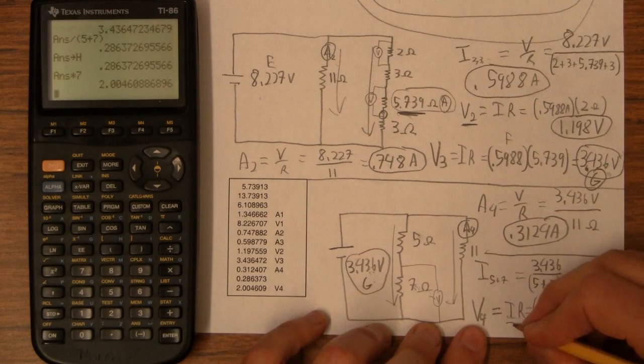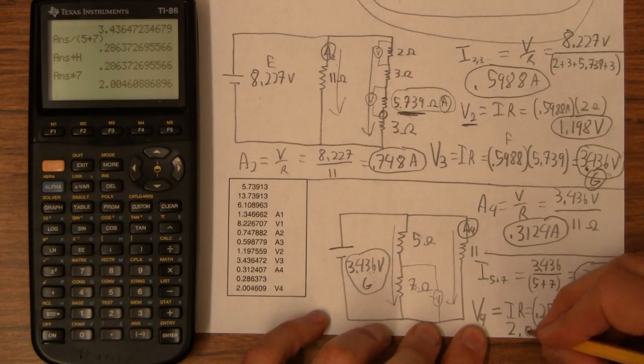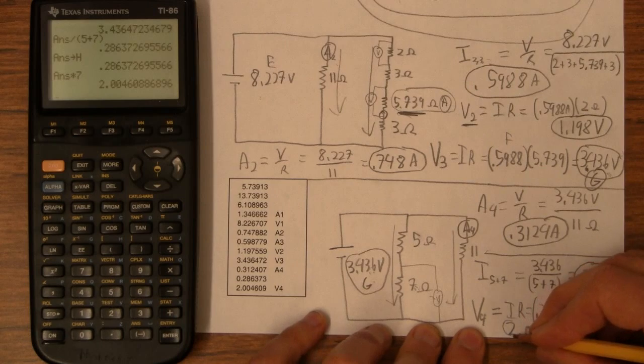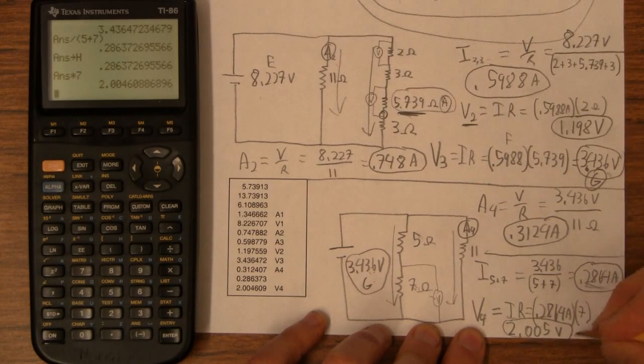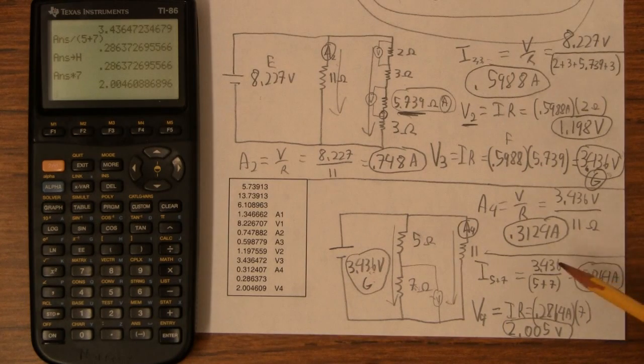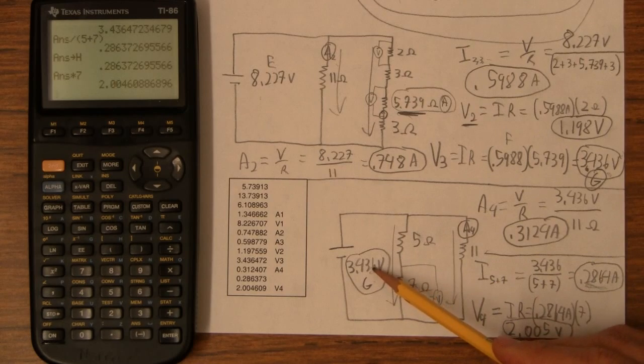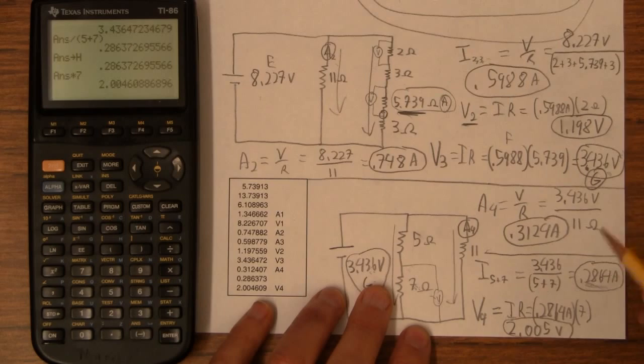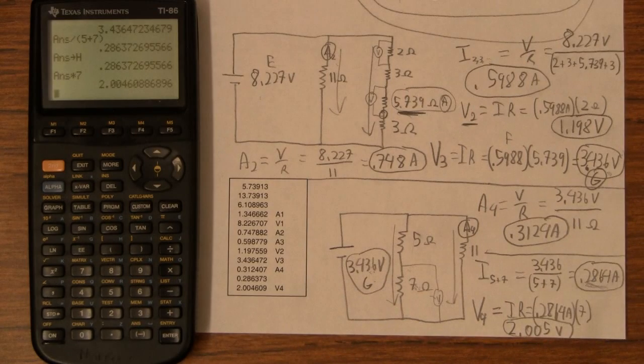We'll just say 2.005 volts. Hard to circle that, but there it is. So again, this last little bit here, this isn't so hard. Usually these last little bits are just a simple series or parallel circuit. I hope that helps.